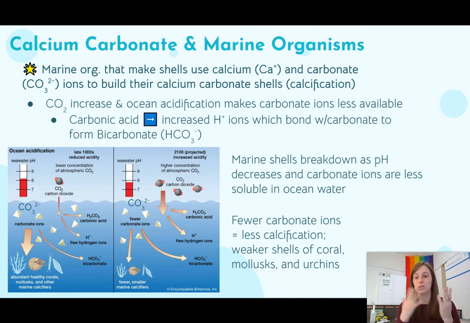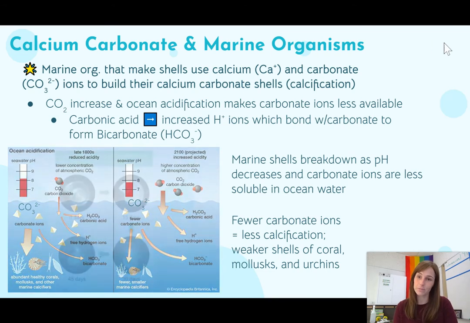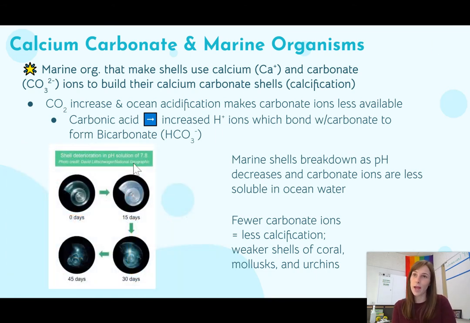So overall, you're going to have these organisms that rely on shells not being able to form their shells properly, and that's going to be a big problem for them. If you look at this diagram right here, it shows shell deterioration at a pH of 7.8, when oceans are usually higher. Their oceans are usually a little bit more basic. As we put it in a more acidic solution, you can literally see these shells dissolving over time in these more acidic conditions than what they're used to.